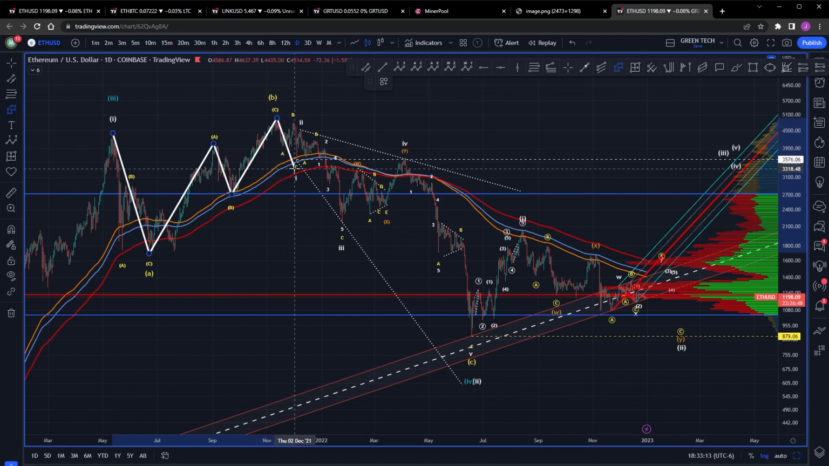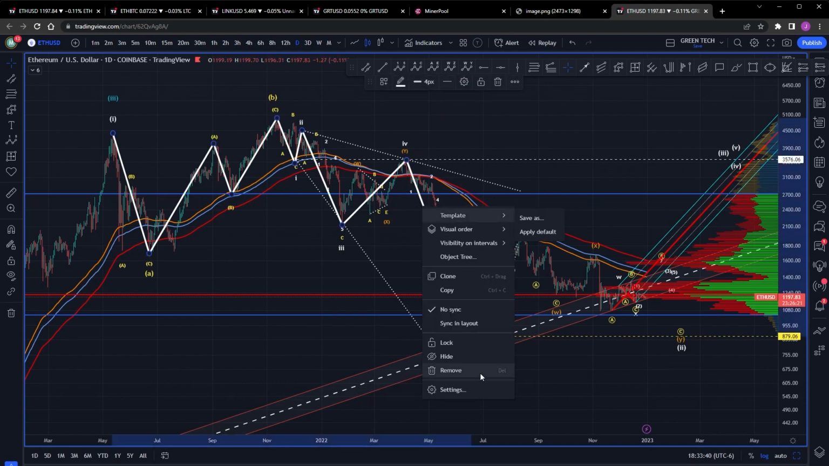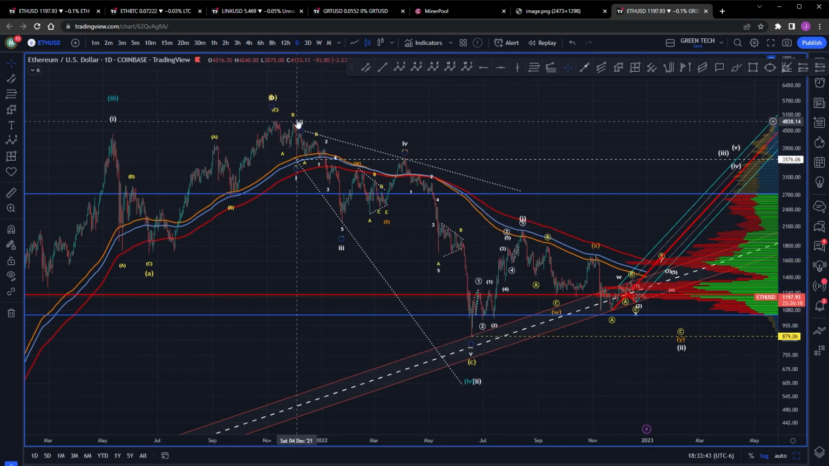I see ABC for the 1, 2, ABC for the 3, WXY for the 4, and then we get 1, 2, 3, 4, 5 to A, B, and finally a C. So I think ultimately this is your move. We do get the overlap of the 4 and the 1, and we get it. Honestly, I just haven't seen another count that I like that fits as far as this being an expanded diag or a zigzag or anything that this could be. This expanded diag seems to play the best to me, regardless of how you count the micro moves.